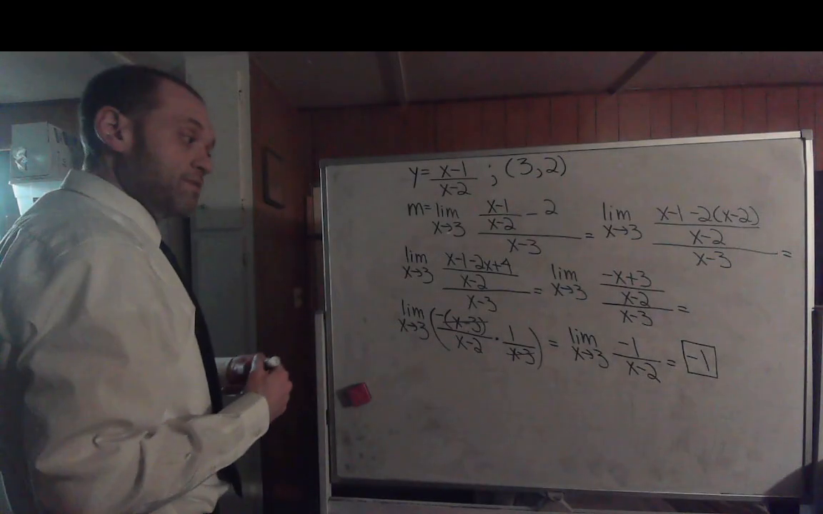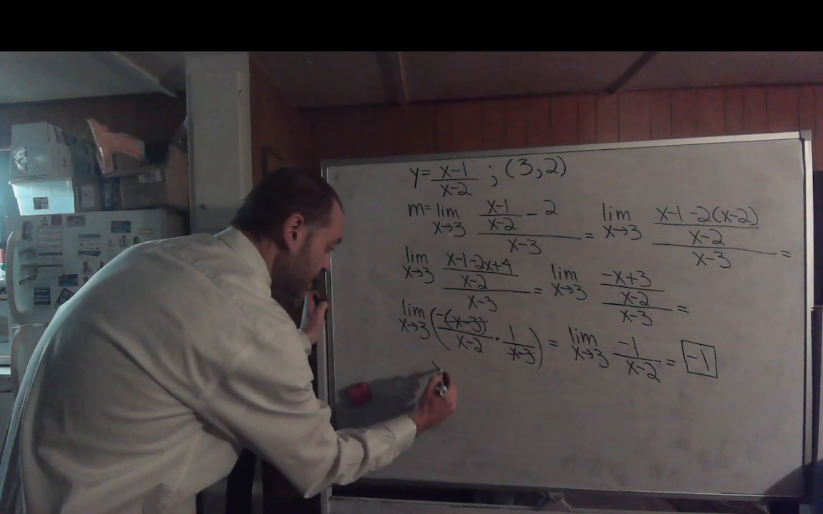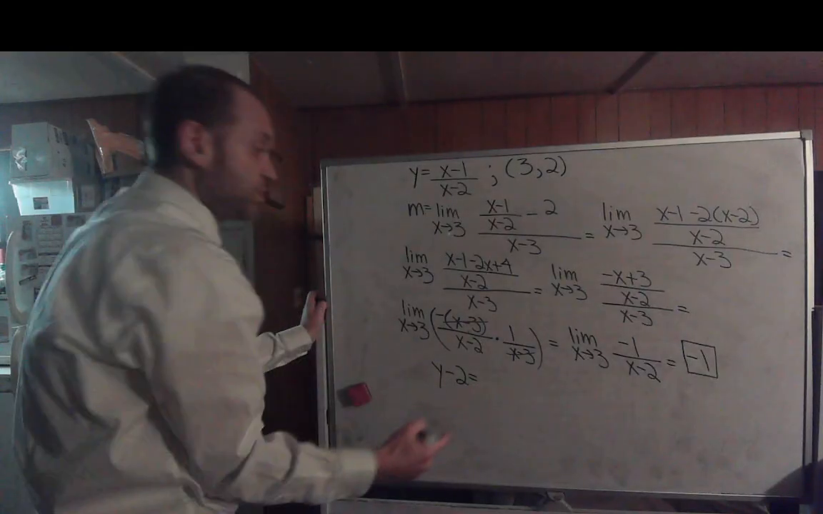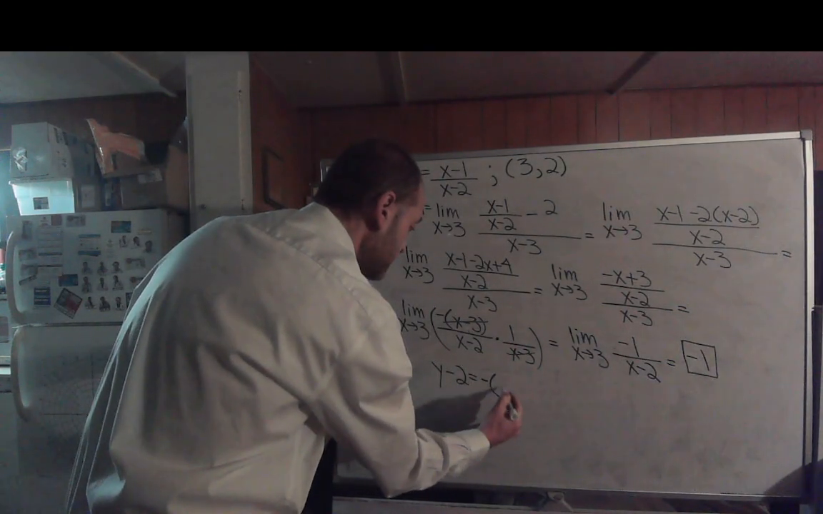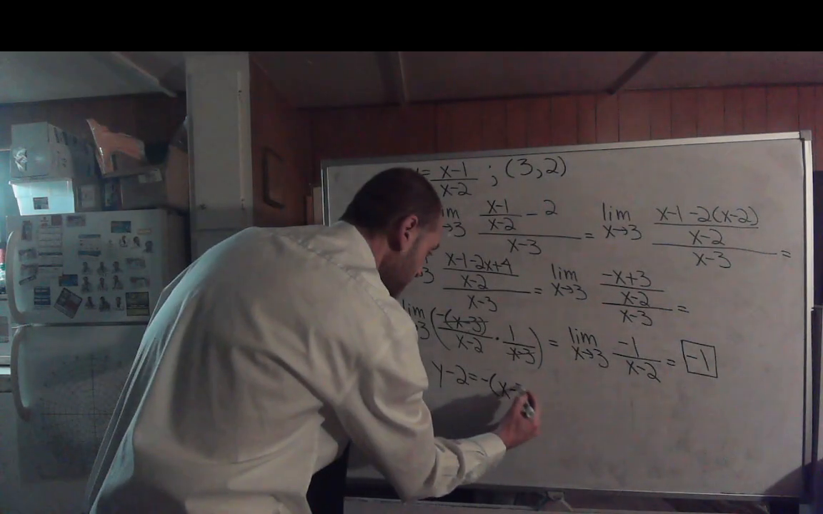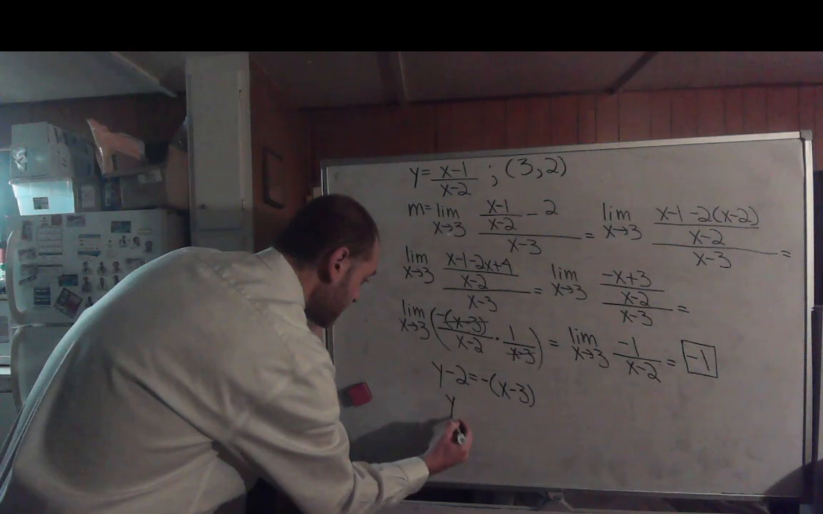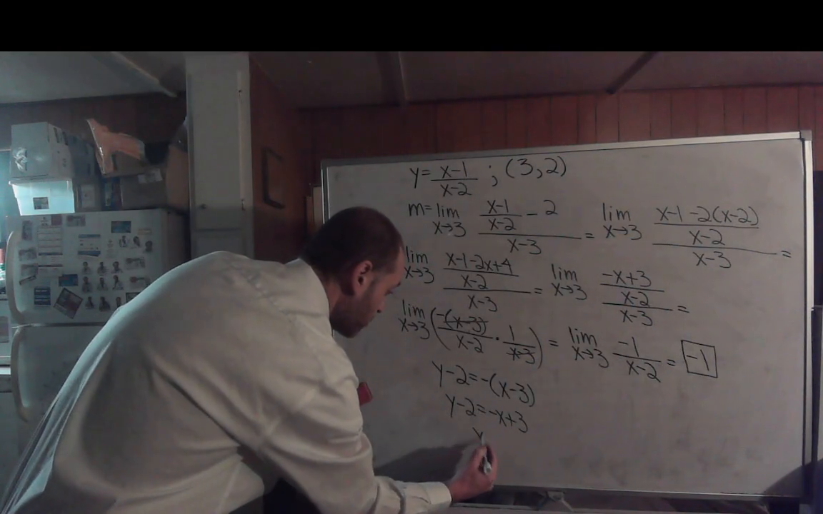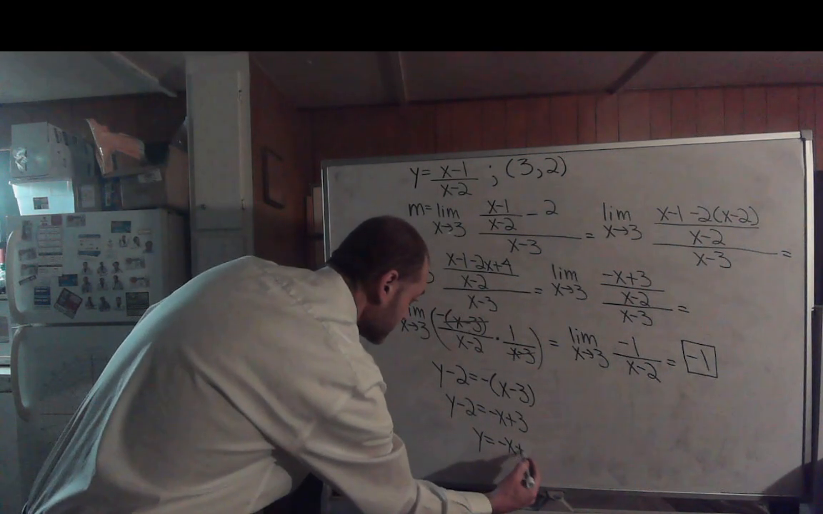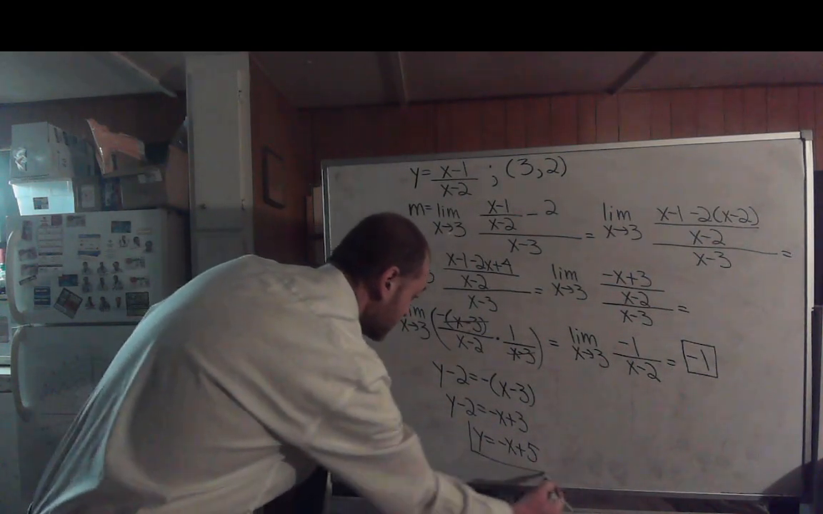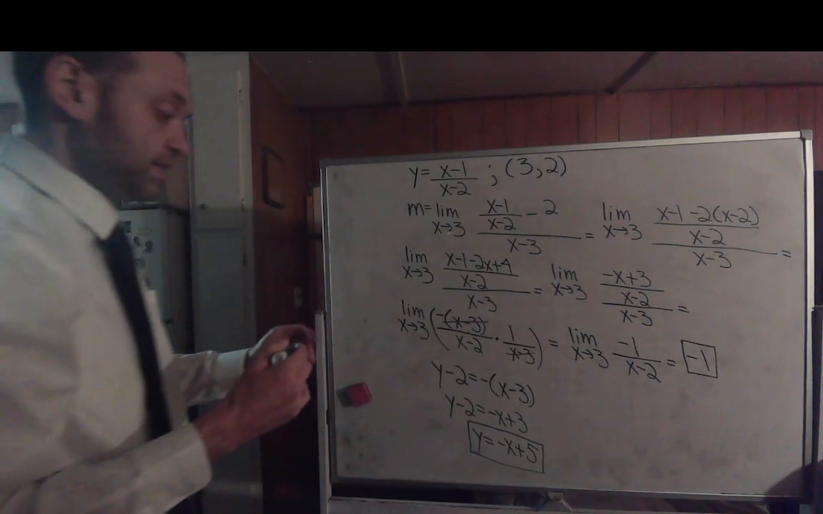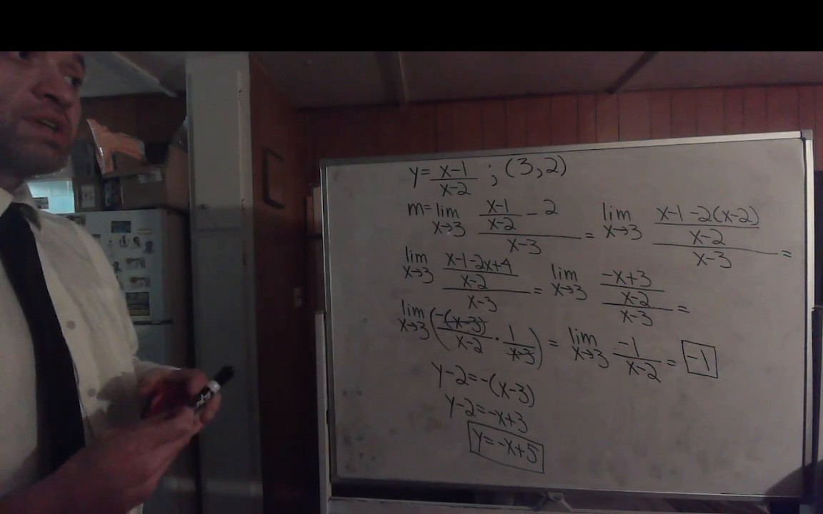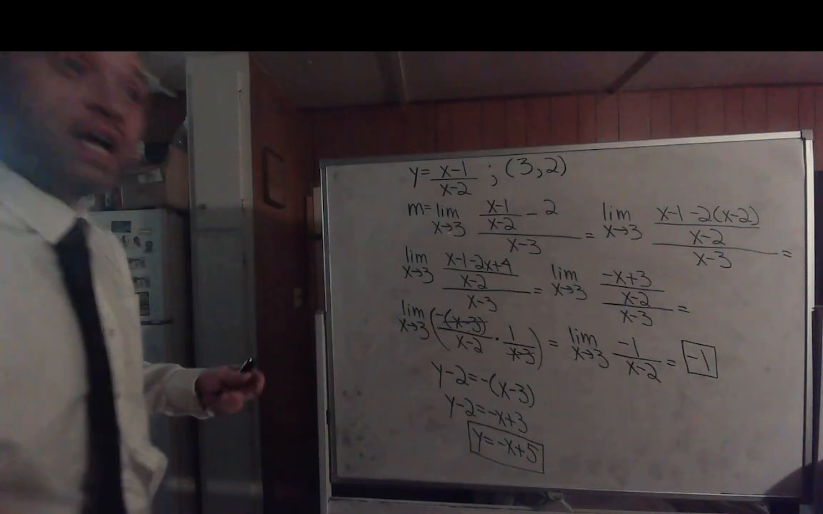Now we can go ahead and find the equation of the tangent line. We'll take y minus our y coordinate here of 2, set that equal to our slope of negative 1 times the quantity x minus 3. So you would end up getting y minus 2 equals negative x plus 3, or y equals negative x plus 5. That would end up being the equation of the tangent line at this given point. And I've got one more example of this, then we're going to do a couple of applied problems.